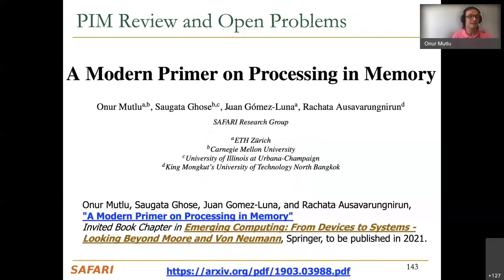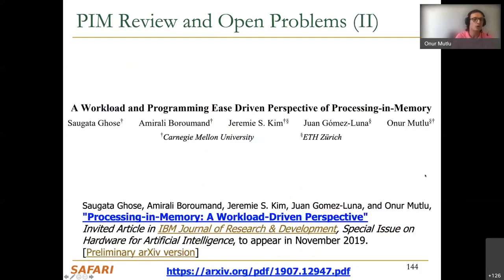And if you're really interested, we have written overview papers. This is a more recent overview paper that talks about processing in memory. And this is an older overview paper that talks about workload and programming issues.